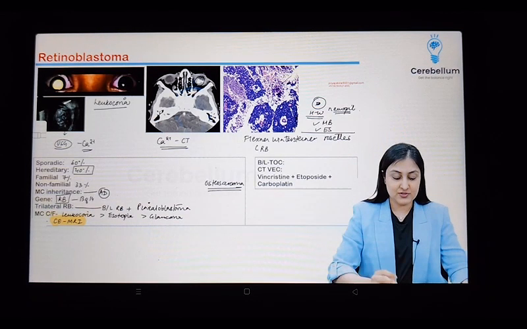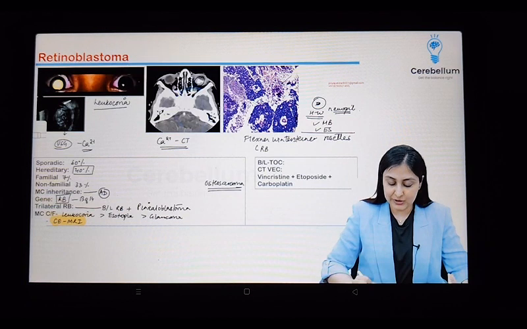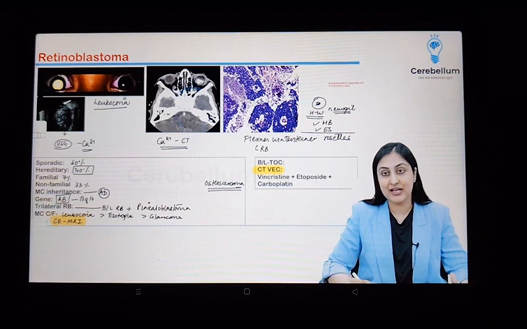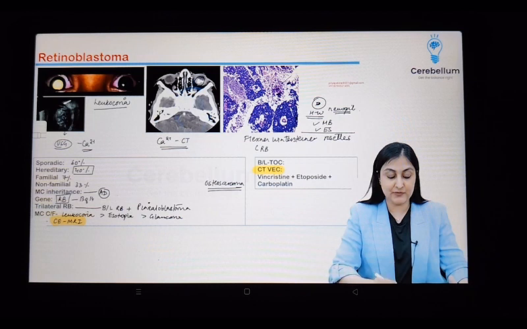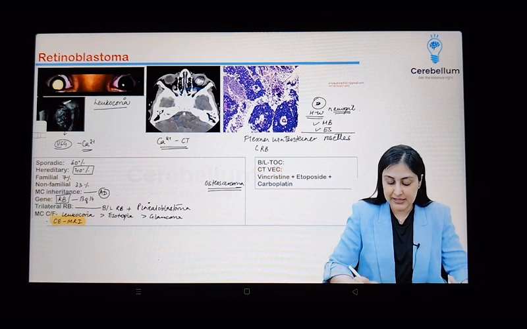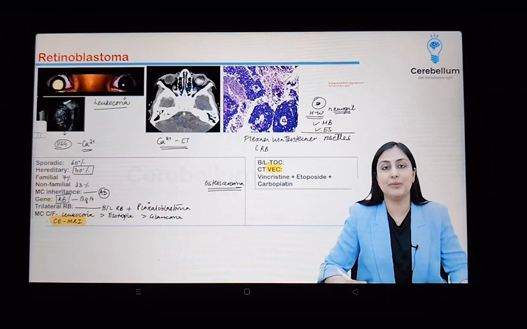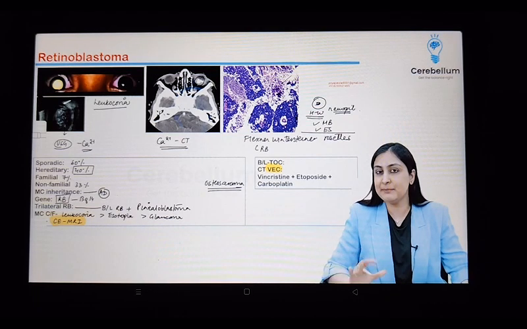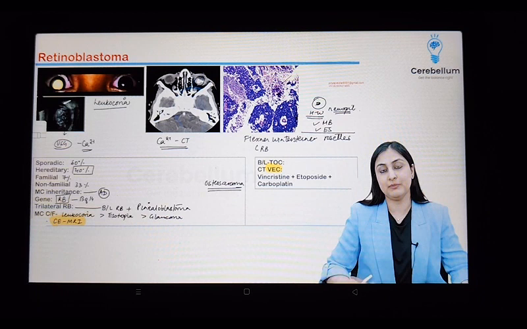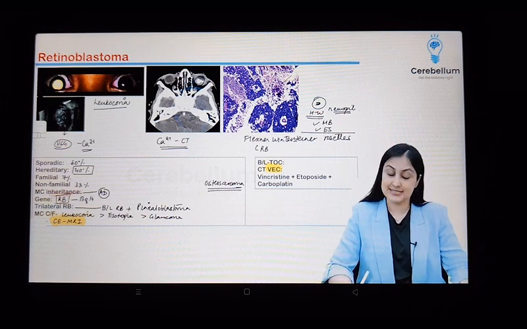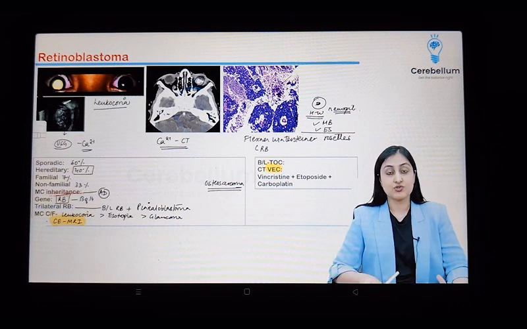Now, treatment really is not very important, but just to tell you the chemotherapy regimen, whenever you have bilateral RB, the treatment of choice becomes chemotherapy, or whenever it's unresectable, it's chemotherapy. It's the VEC regimen, which is vincristine, etoposide and carboplatin that is followed. Okay, we have done the BEP regimen for seminoma. Here you remember retinoblastoma is VEC. So this is about all of the questions on RB.